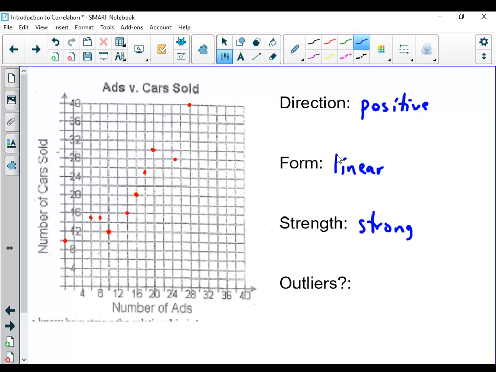Anything that looked like an outlier? If I drew a line here, does it look like anything completely out of place? No, I don't think so. That one's a little bit high, but it's not like it's totally out of the distance. If it were like down in here, that might be different, but probably don't really have any outliers.